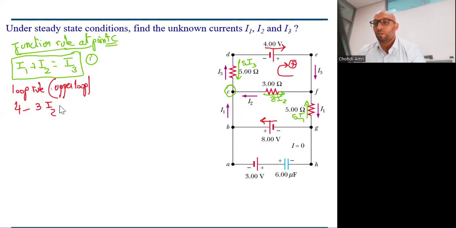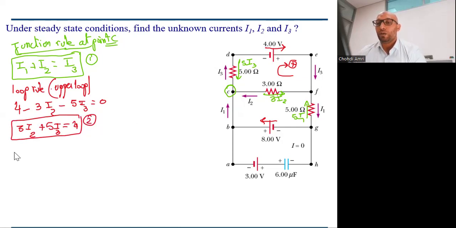Let's continue. We don't have anything. Here we have -5I3 equal 0, because we are coming back to the 4-volt battery. So we put the unknowns on one side and the given on the other side. We cannot simplify here because we don't have any common multiple. 3I2 plus 5I3 equal 4. This is equation number 2.